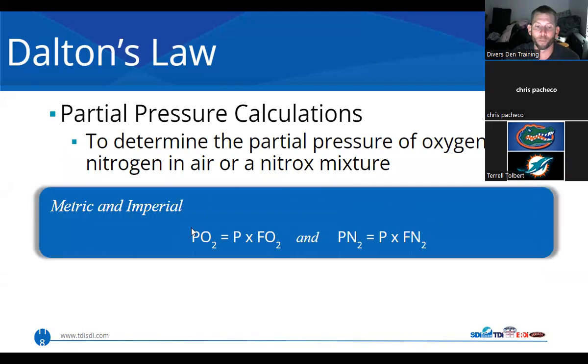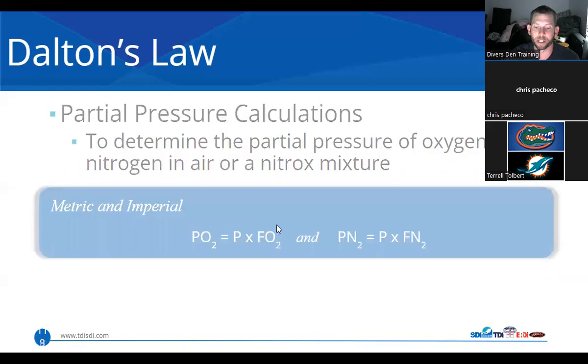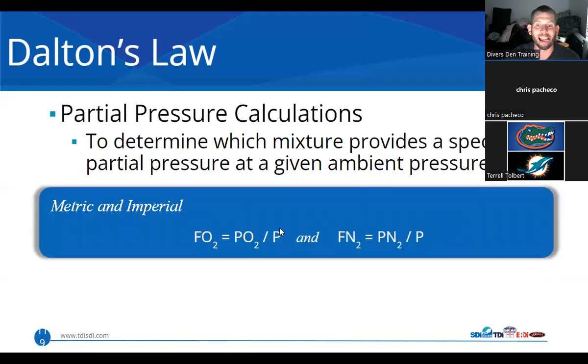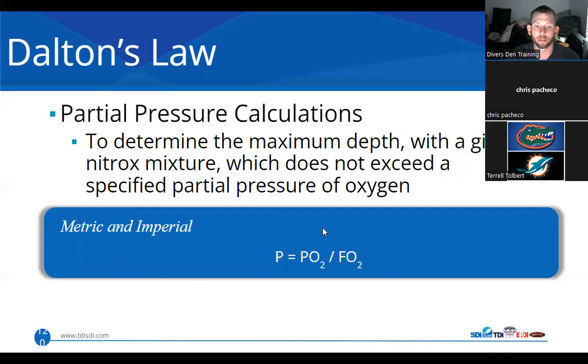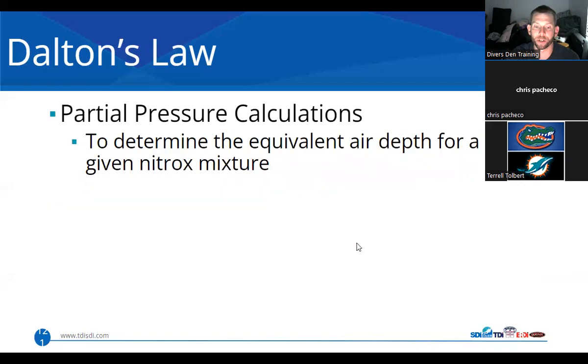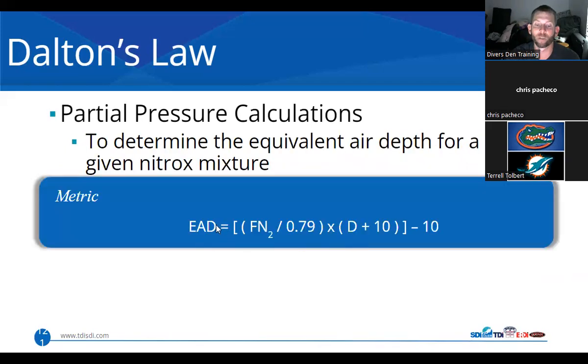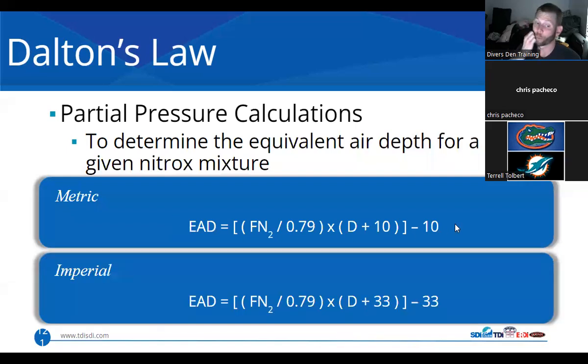All right. So this sucks. I'm going to show you guys a better way to do that. Memorizing these equations, these suck. Equivalent air depth, this is an equation that'll help you remember how to calculate equivalent air depths.